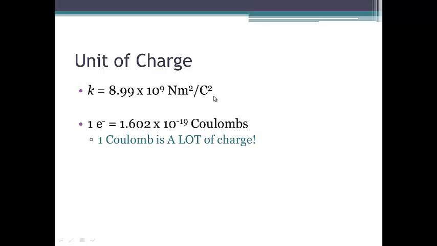Okay, so what is this Coulomb unit that we keep mentioning? A Coulomb is just a unit of charge. Now remember, charge comes from electrons being transferred from one object to another. To put the unit of Coulomb in perspective, one electron has a value of 1.602 times 10 to the negative 19th coulombs. So to actually get 1 Coulomb of charge, that is a lot of electrons that we're talking about.